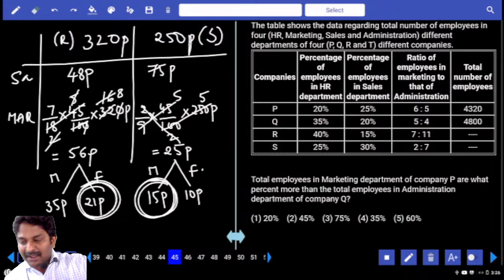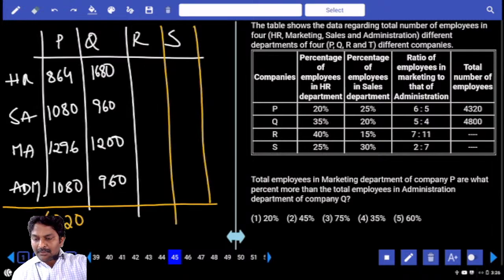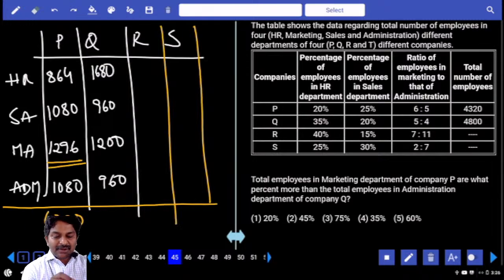Total employees in marketing department of company P, 1296. Or what percent more than total employees in administration department of company Q? Administration department of company Q, 960. 1296 is 336 more than 960.